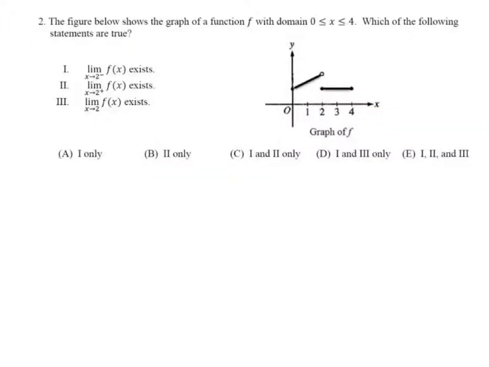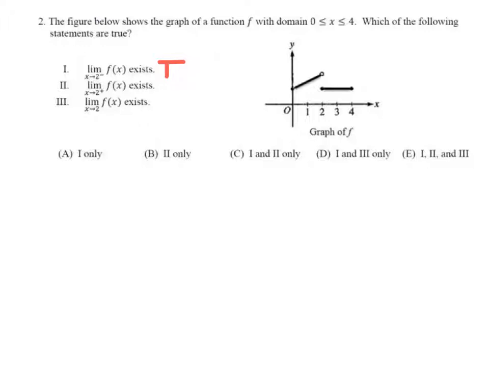Number 2, the figure below shows the graph of the function f with a domain where x is between and including 0 and 4. Which of the following are true? So 1 says the limit of f of x exists if x approaches 2 from the left. Well, let's look at that. X is approaching 2 from the left. Y is getting closer to this value here, whatever that is. So it does exist. So that's true.